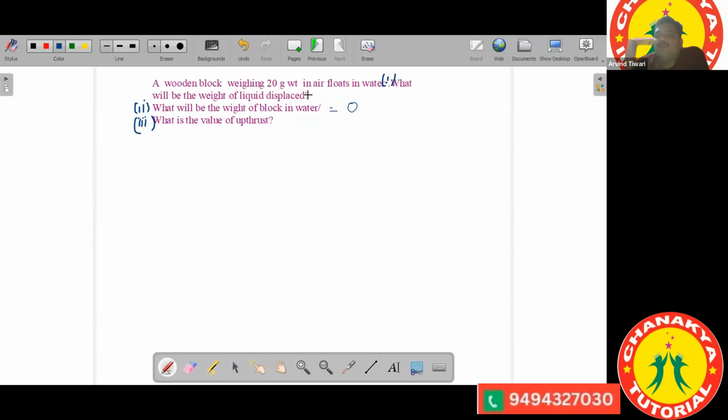What will be the weight of liquid displaced? The weight of liquid displaced will be equal to the loss in weight. And here we observe that the loss in weight is 20 gram weight, since initially it weighed 20 gram and now its weight is 0. So the loss in weight is 20 gram weight, and that is equal to the weight of liquid displaced. What is the value of the upthrust? So upthrust is also 20 gram weight.